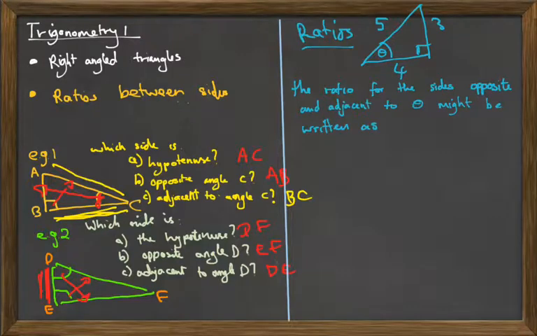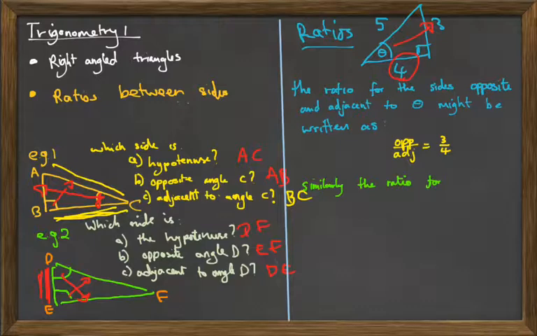Which sides are they, first of all? So the side that is opposite theta is this side here, which has length 3. The side which is adjacent to theta is not the hypotenuse, it's this one here. So the ratio of the side opposite and the side adjacent to theta could be written as opposite divided by adjacent. We would do a division here, the opposite divided by the adjacent, and that is just 3 divided by 4. Okay? 3 divided by 4.